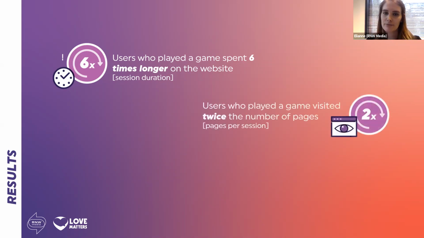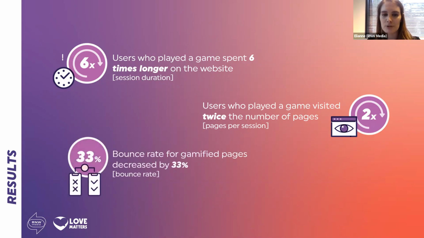And secondly, for those users who actually played a game, they visited twice the number of pages. Pages per session is the metric that we use here. So we see that not only do they access the page where the quiz is on, they're also more likely to click through to other pages on your website, which for us as an online digital SRHR information provider is very relevant to know, because we really want to keep people interested in the diverse content that we have. And related to this is the bounce rate.